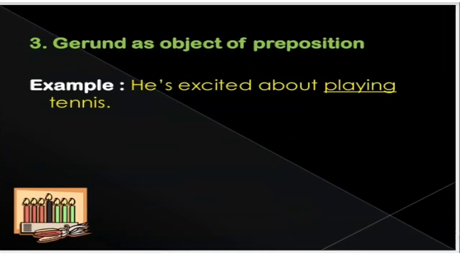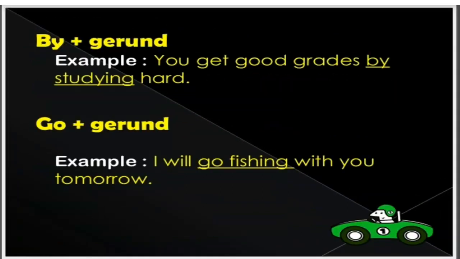It can be used as an object of a preposition. He is excited about playing tennis. We find here about is the preposition. About what? About playing tennis. It can be used as an object of a preposition. By plus gerund. The word by. You get good grades by studying hard. Go plus gerund. I will go fishing with you tomorrow.